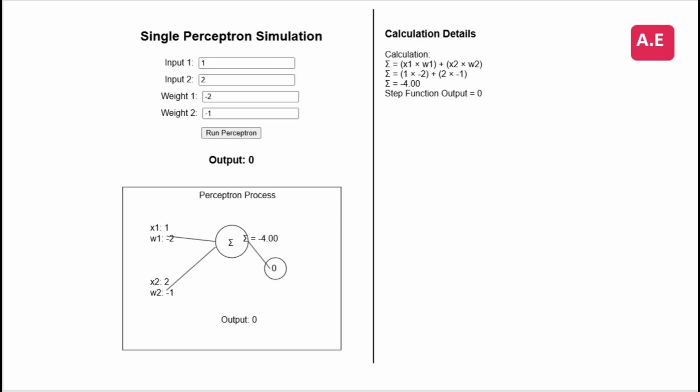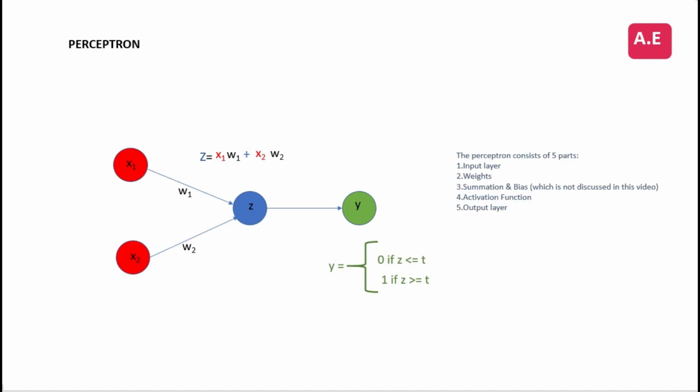Example values. Input 1 equals 1. Input 2 equals -2. Weight 1 equals 2. Weight 2 equals -1. Calculation: 1 times 2 plus 2 times 1 equals 4. Since -4 is less than 0, the perceptron outputs 0. To conclude this video, here are the summaries of what we have learned today about the perceptron.